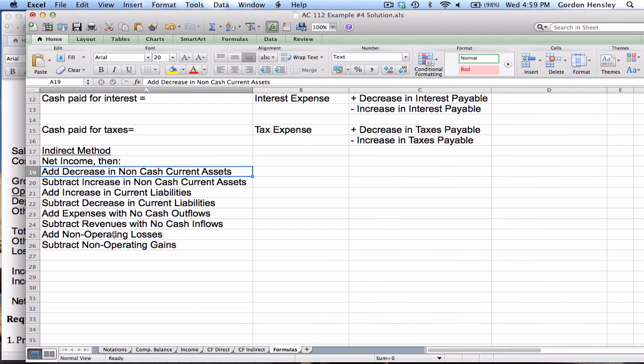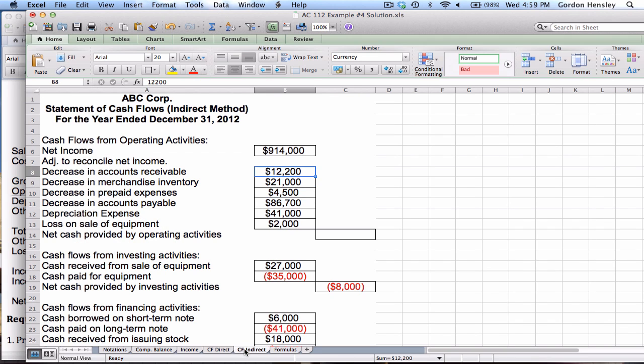So I'm going to leave those positive. Now it also says subtract an increase in a non-cash current asset. Well, I didn't have any increases because these were all decreases. But that shows you that when you do a statement of cash flows for homework, it could be a little different. Sometimes they turn out to be positive instead of negative or vice versa. So you always have to watch out for that. You always have to go back and look at your formulas.